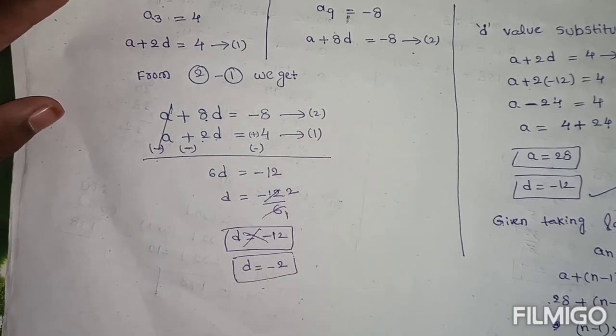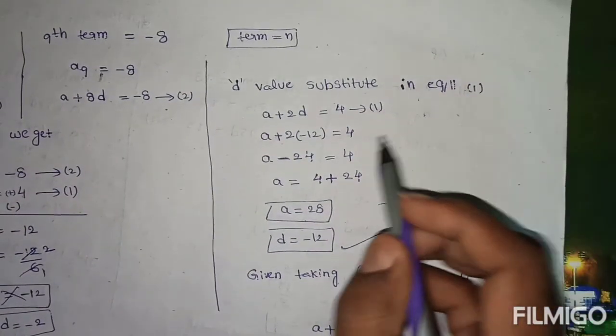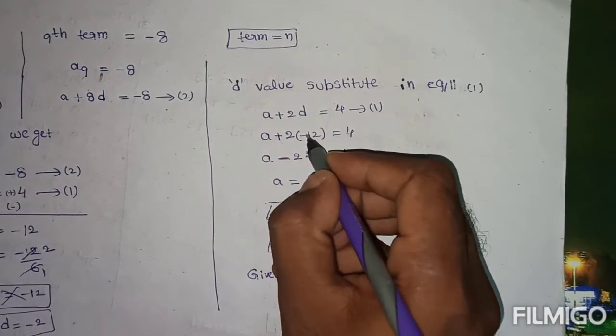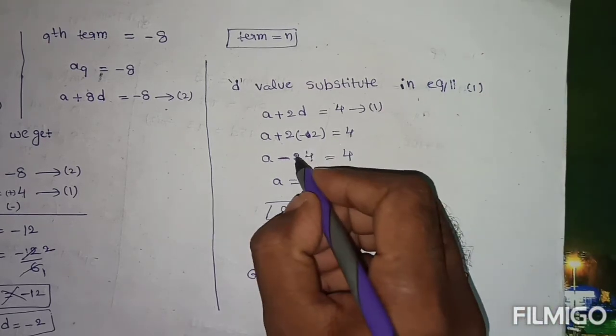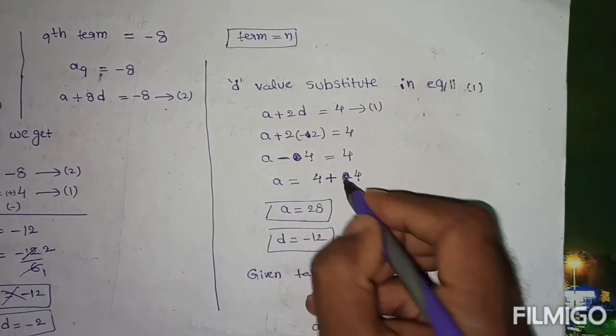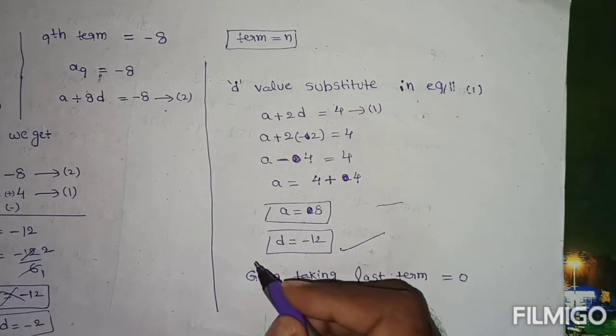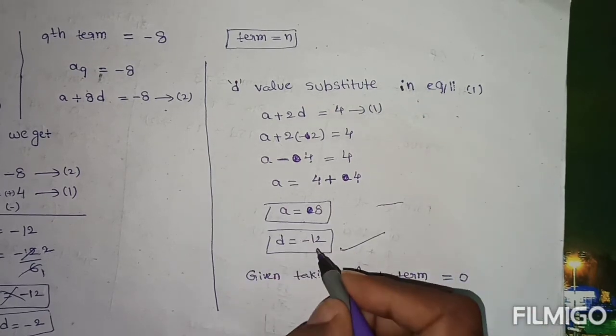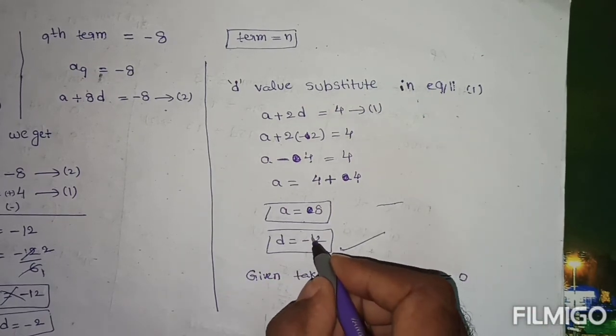D equal to minus 2. Next, substitute the d value in equation 1. 2 into d value, minus 2, so minus 4 subtracted, plus 4. So a is equal to 8. A is equal to 8, and the d value is minus 2.